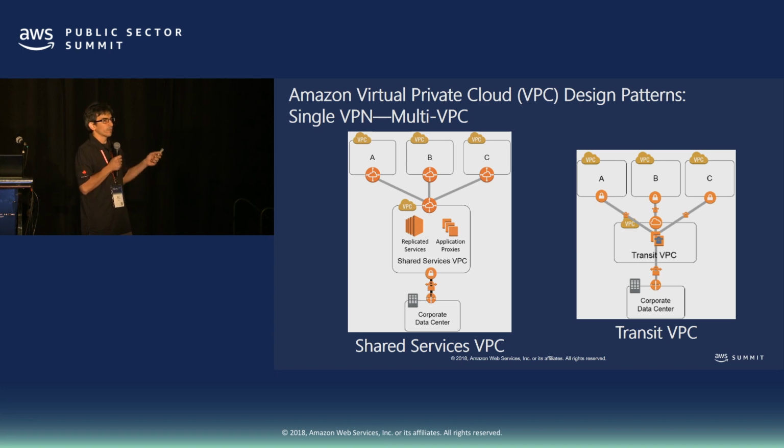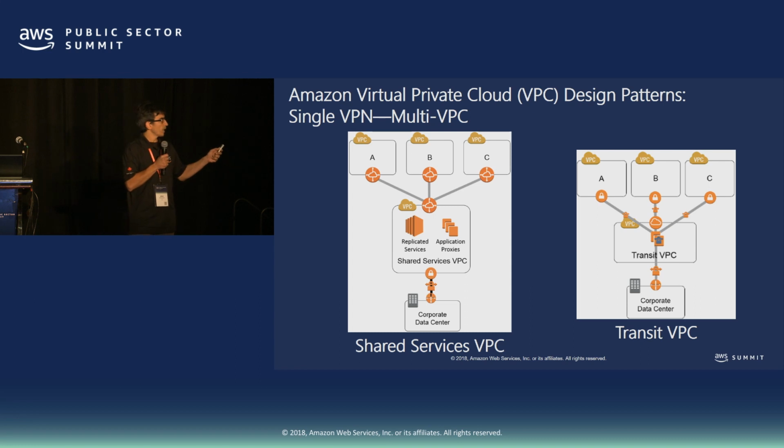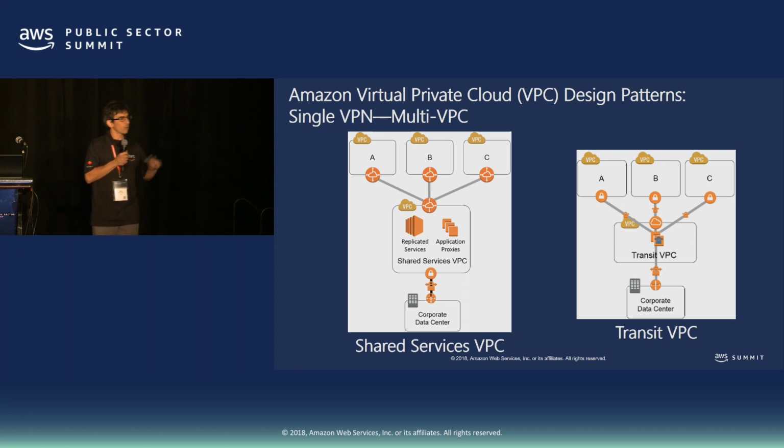The caveat with that structure is that if you're connecting from on-prem, you won't be able to connect to your resources, your servers, on the VPC A, B, and C, because the VPCs do not route between them. So it's not transitive.